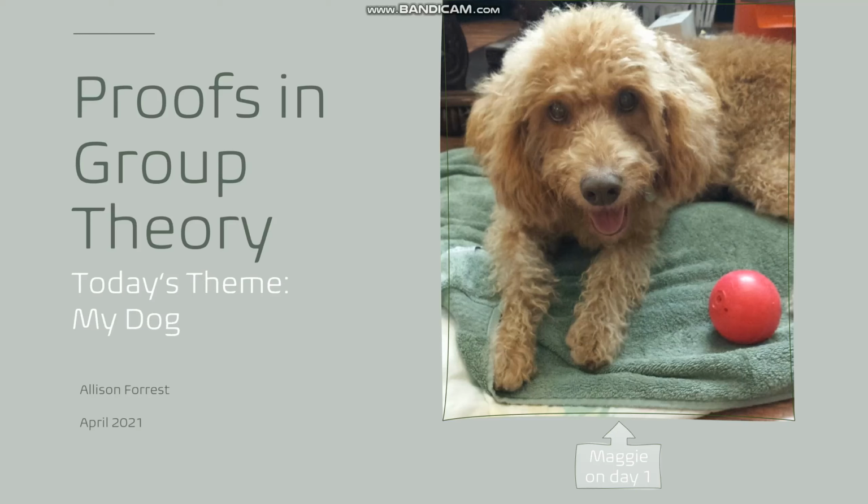And for my Introduction to Proofs class, I'll be doing a presentation over what is chapter 15 in our textbook. It's going to be Proofs in Group Theory.